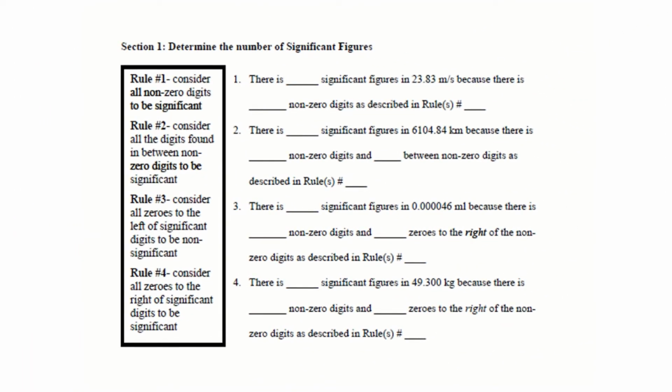Let's start with section 1, determining the number of significant figures. Now, it's important for you to be familiar with all 4 of these rules. The first rule states that you should consider all non-zero digits to be significant.